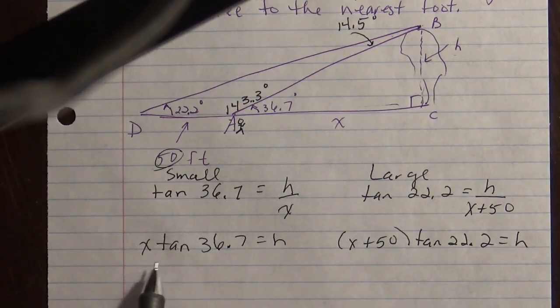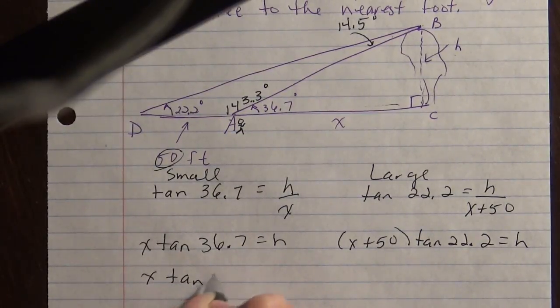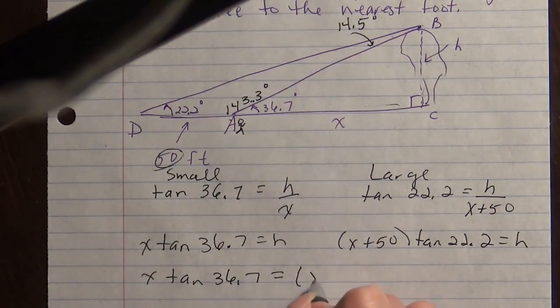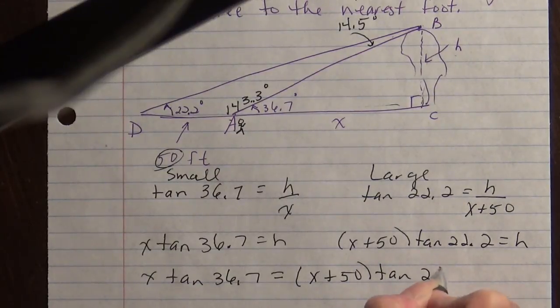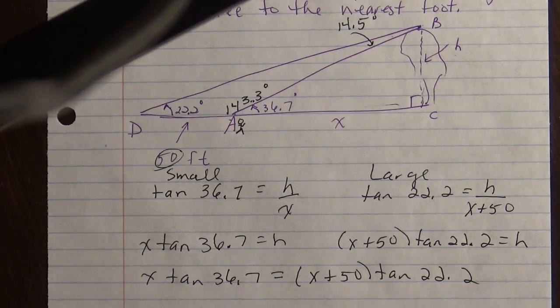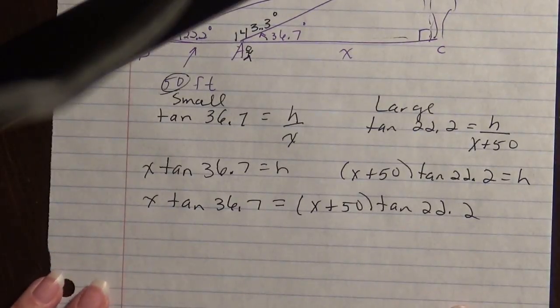The height is x times tan of 36.7. The height is also x plus 50 times tan of 22.2. So let's set these equal to each other because they're both the same height. So we have x times tan 36.7 equals x plus 50 times tan of 22.2.